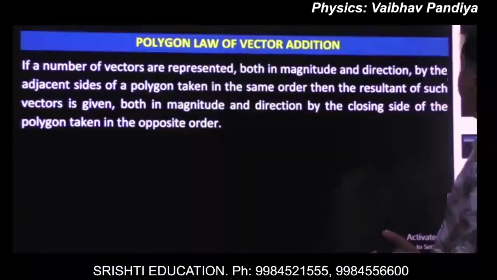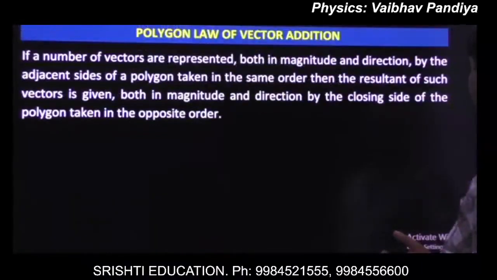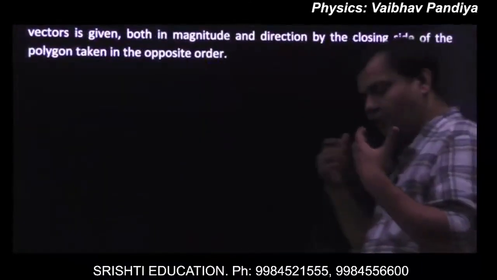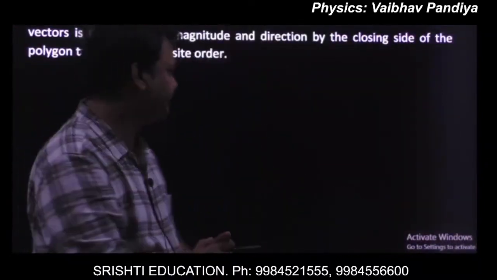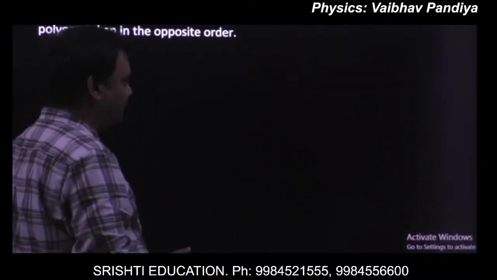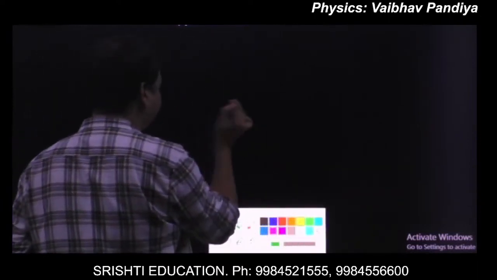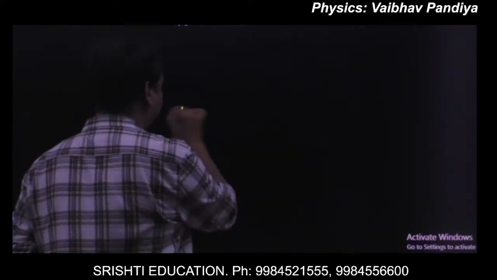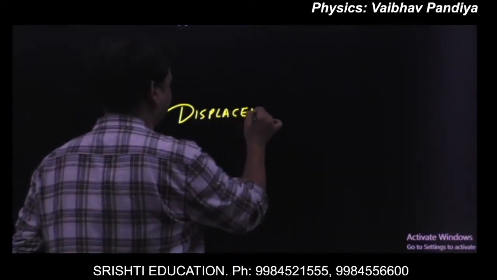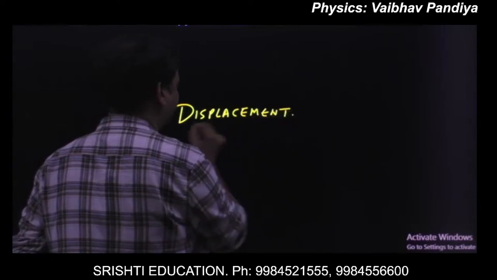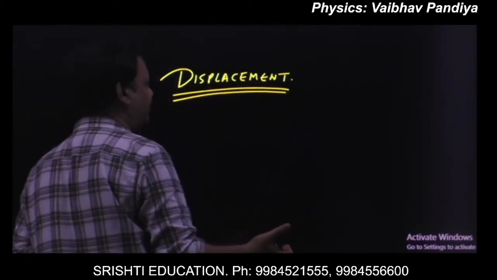Now, if we see the Polygon law of vector addition, let's see if you want to add a number of vectors, say 4 vectors, 5 vectors, 6 vectors. And just to illustrate the model prototype, we are taking the displacement vector. Displacement is a vector quantity. So the law by which displacement will be added will be applicable for all vectors, because displacement is a vector quantity.